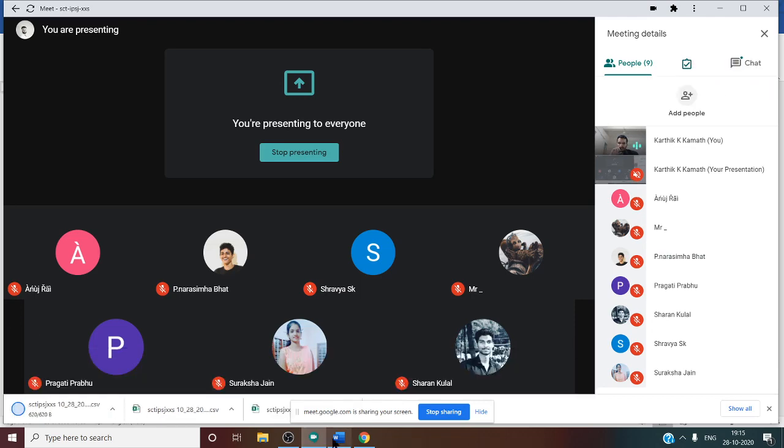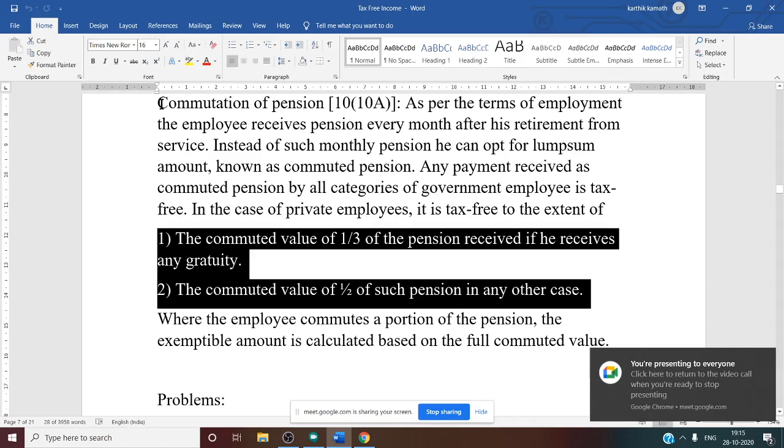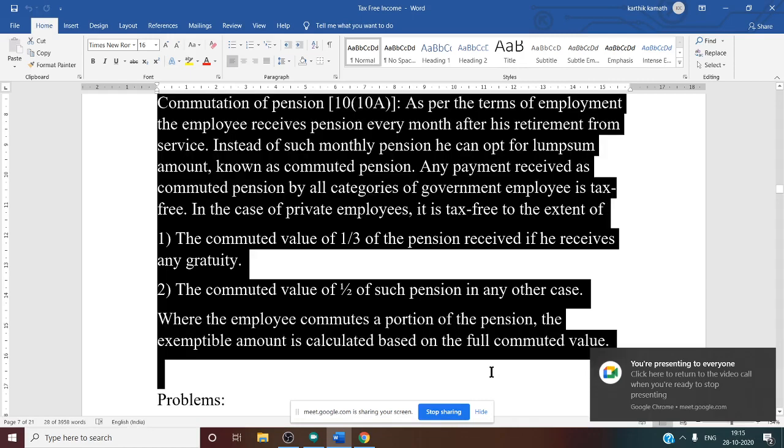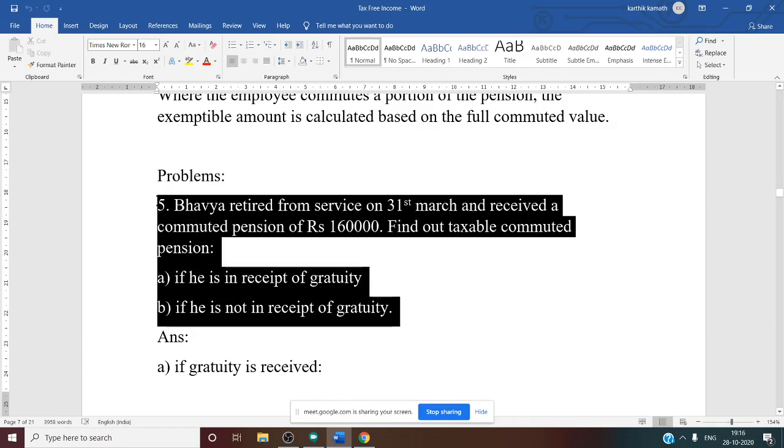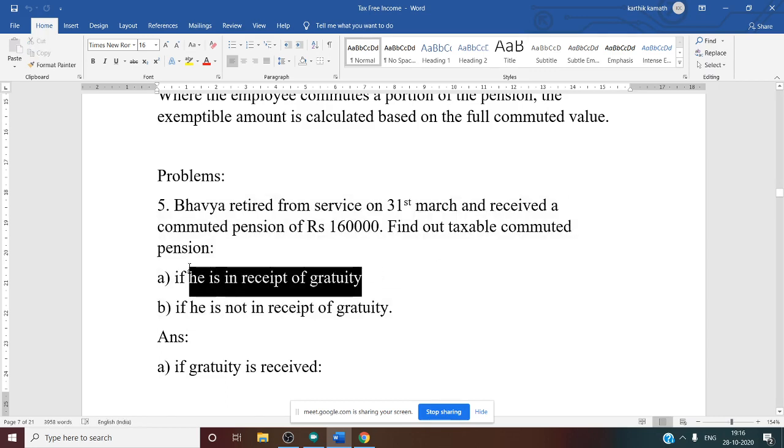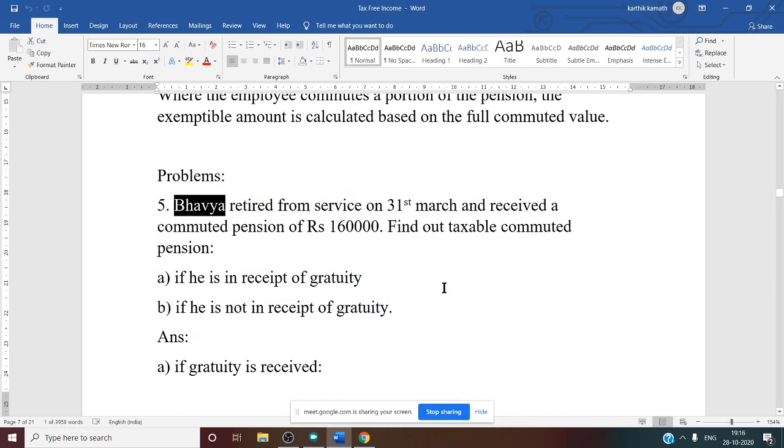Now we have discussed commuted pension till now, so let us see a problem based on commuted pension. A simple problem. Bhavya retired from service on 31st March and received commuted pension of 1,60,000. Find out the taxable commuted pension in two cases: first, if she is a recipient of gratuity, and second, if she is not a recipient of gratuity. Let us assume that she is a non-government employee. The retirement on 31st March doesn't matter.